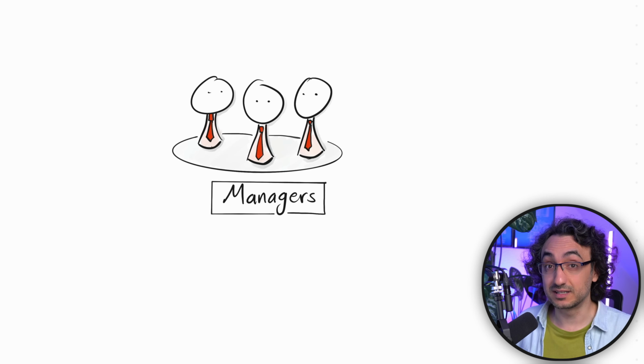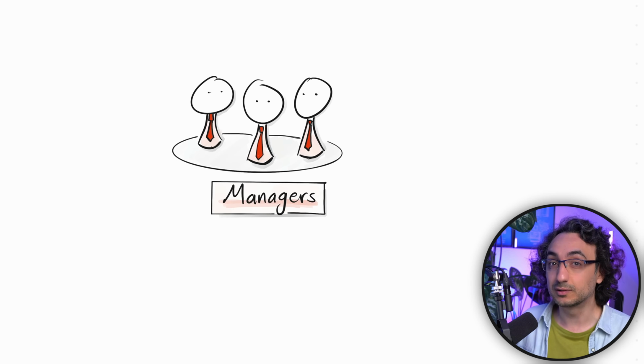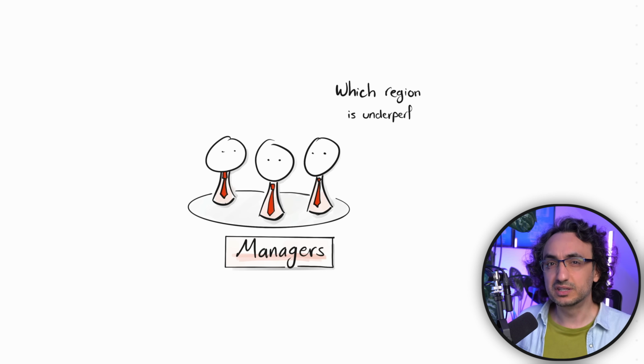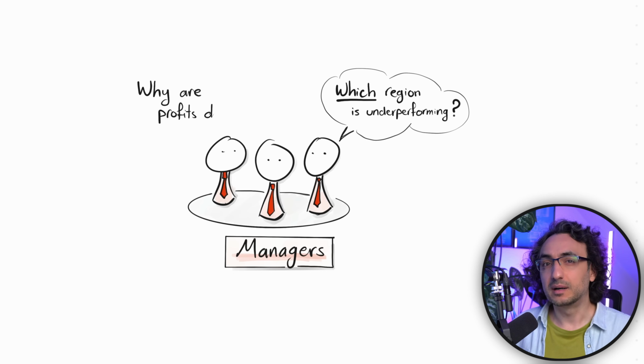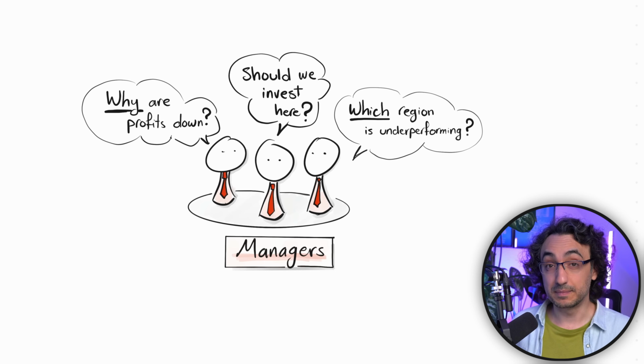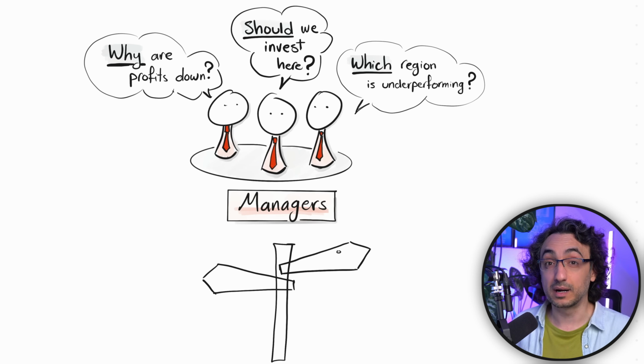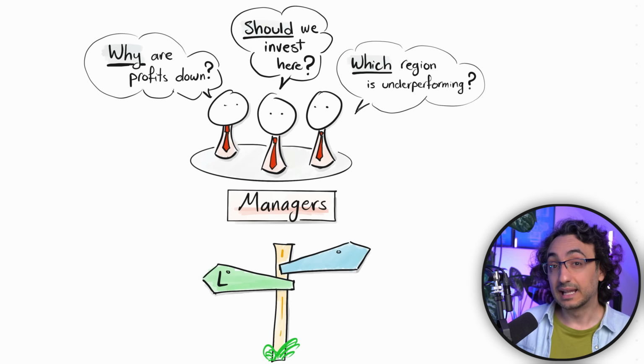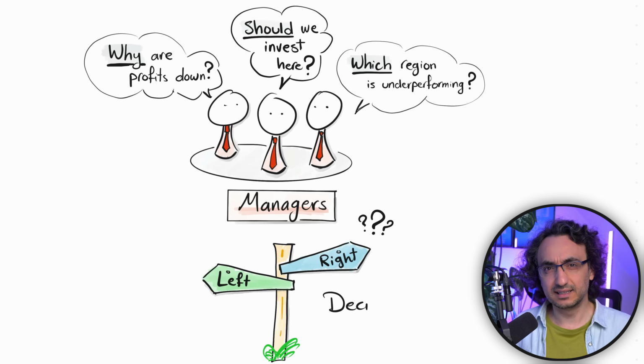to make smart decisions by asking critical questions. So for example, which region is underperforming? Why are profits down? And should we invest here? So there are many challenges in the business and they need quick and smart decisions. So now without using data, they are just guessing. They rely on opinions, gut feelings, and many outdated informations left and right.